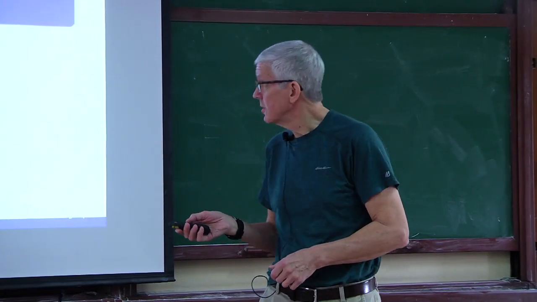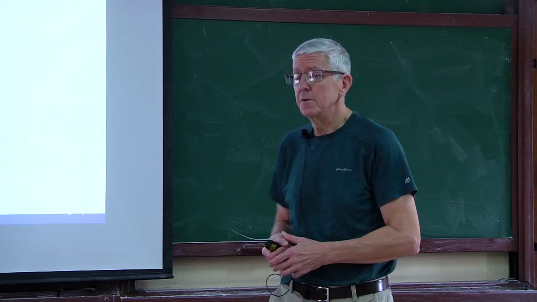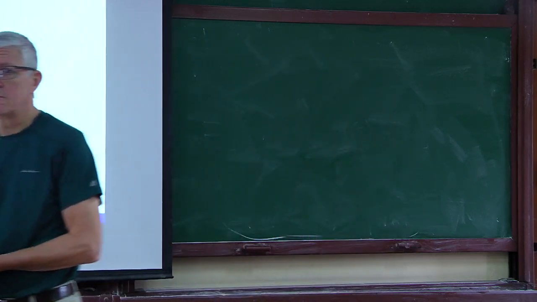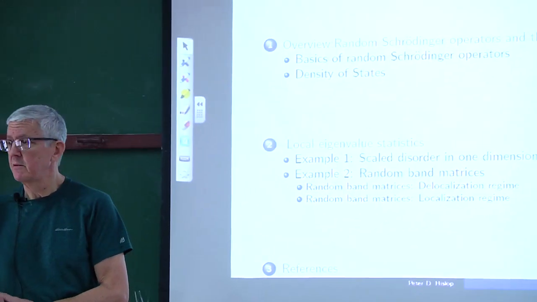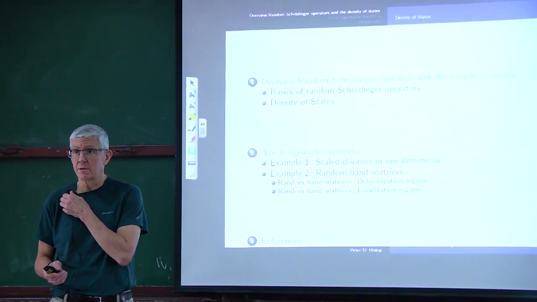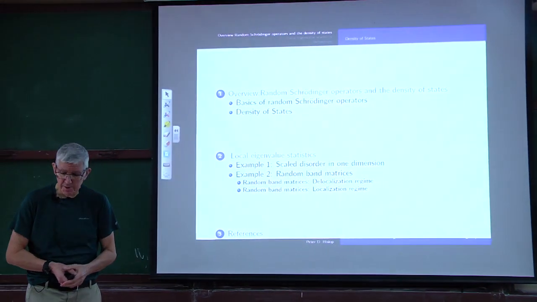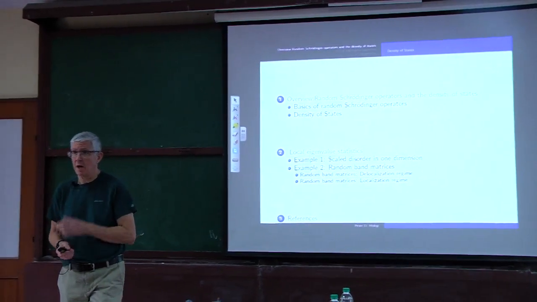So I'm going to begin with an overview, since many of you might not have worked in random Schrodinger operators. I'll talk a little bit from a different perspective. I'm not going to talk too much about spectral methods per se, but I'm going to talk about some random processes that arise naturally.